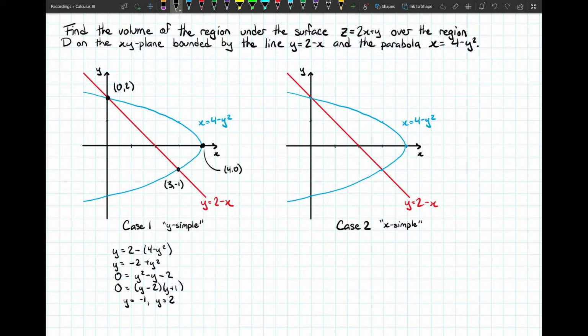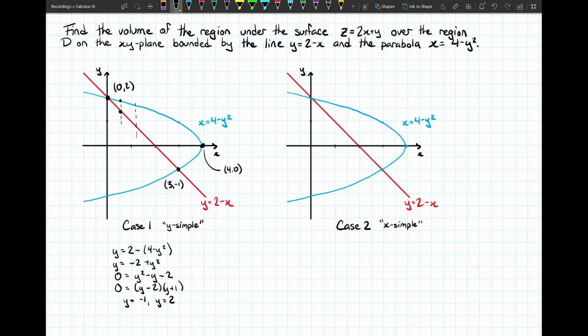Okay, well, if we're going to set up something of the form dy dx, then we can see right away that our x has to range all the way from the intersection point here, where x is equal to 0, all the way up to the vertex here, where x is equal to 4. But at various different values of x, we can see that the boundaries are not always consistent.